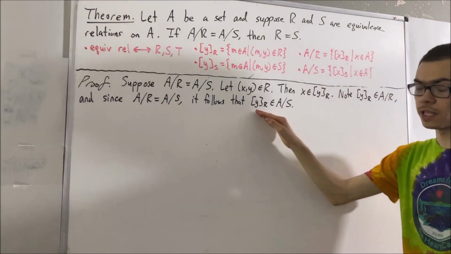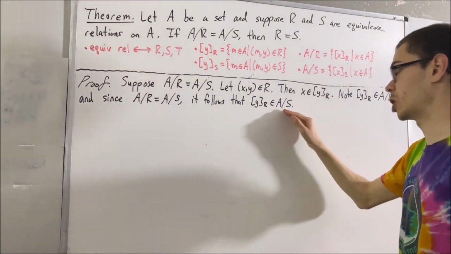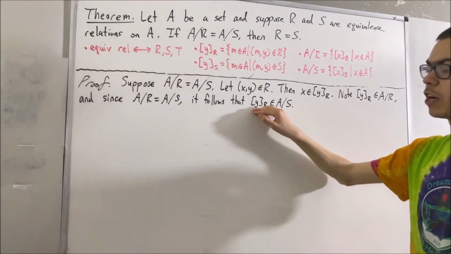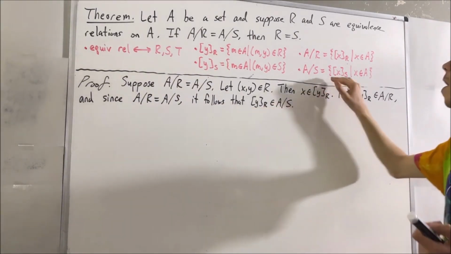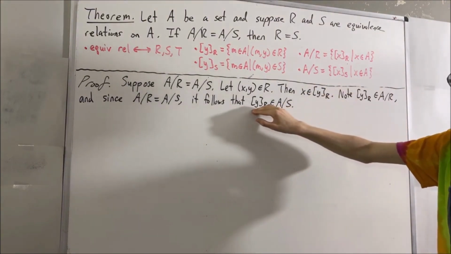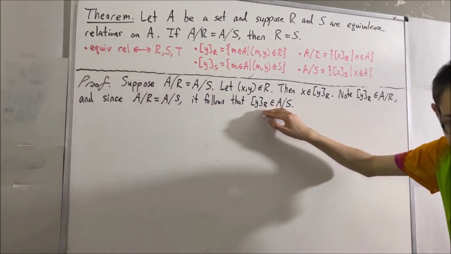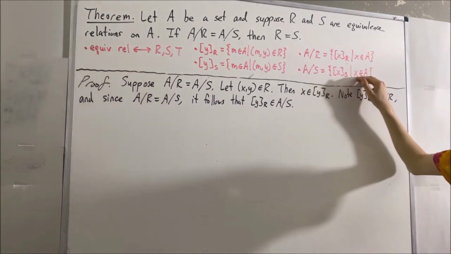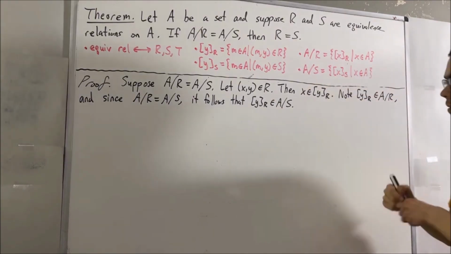So, the equivalence class of y with respect to R is an element of A modulo S. What does that mean? What that means is that the equivalence class of y with respect to R is an element of this set. So really, the equivalence class of y with respect to R is an equivalence class with respect to S for some element in A. I'll call it Z.